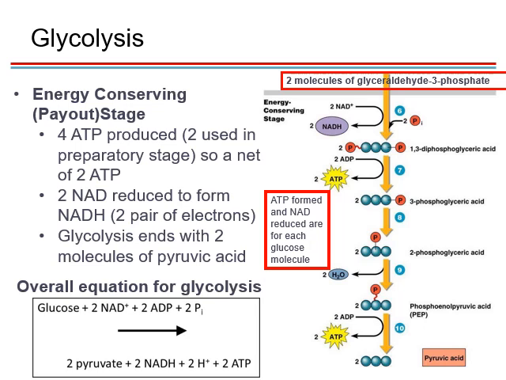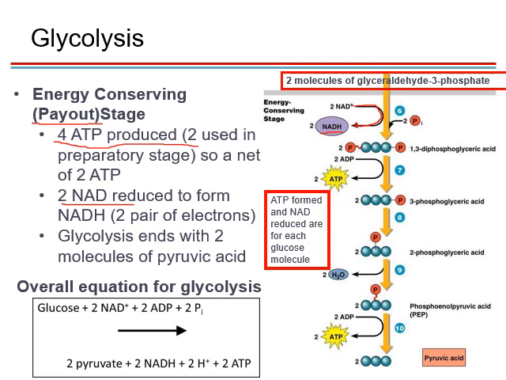So now we're in the energy conserving, or what we call the payout stage of glycolysis. Here we're actually going to produce some ATP, but what I really want you to focus on as we go through these reactions is what's taking place with our NAD. You can see in these reactions NAD is getting reduced to NADH.